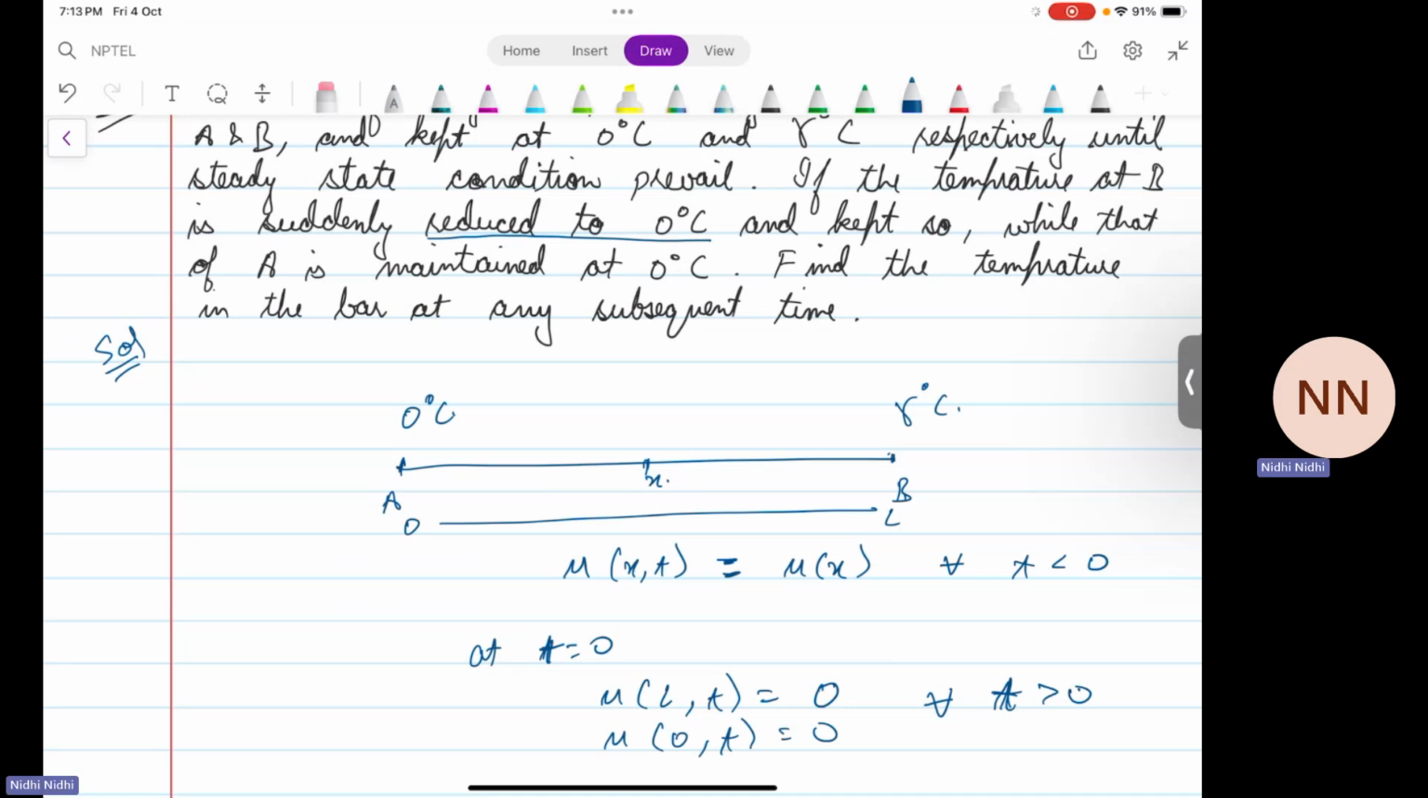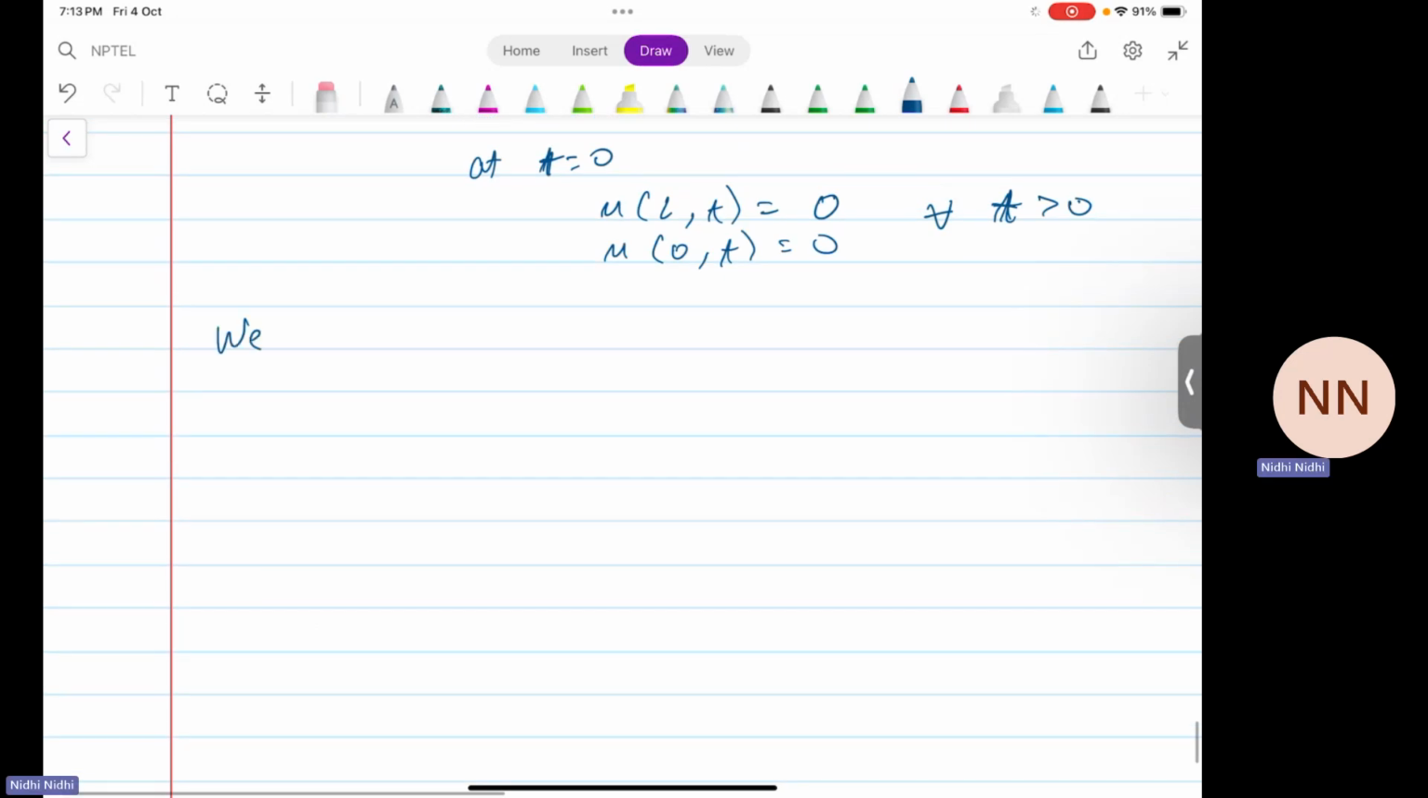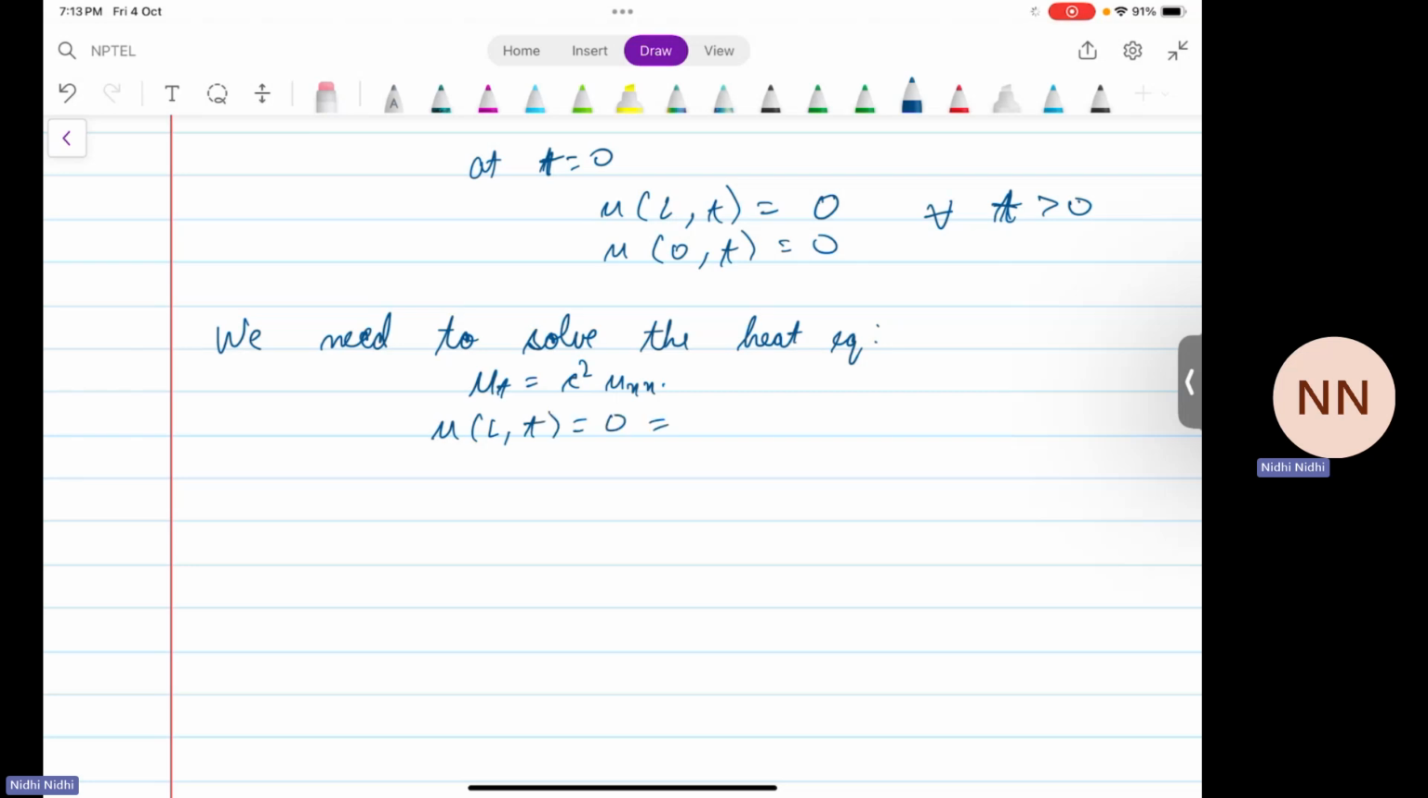So we need to eventually solve the heat equation given as u_t equals c squared times u_xx with some boundary condition. The boundary condition is this: u(0,t) is equal to 0, u(L,t) is equal to 0 for every t positive.